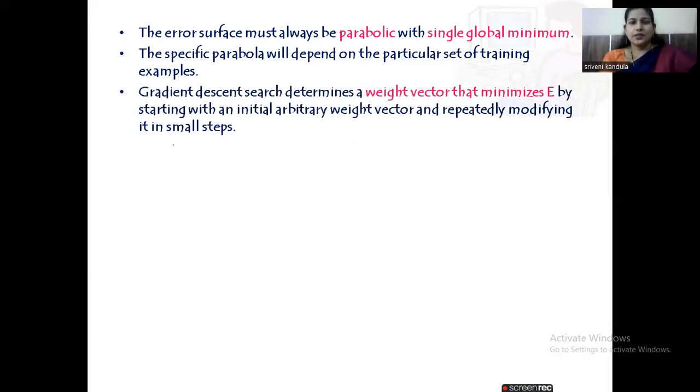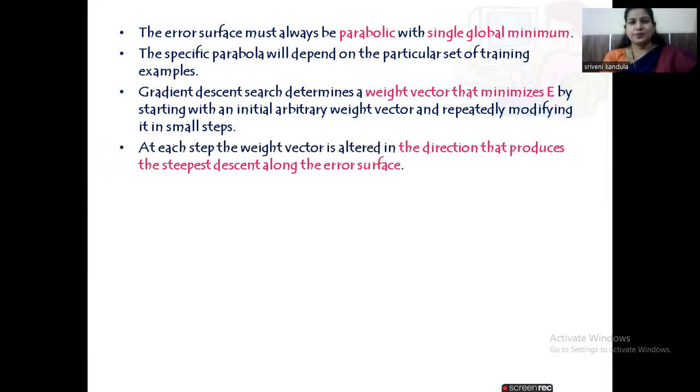The gradient descent search determines a weight vector that minimizes the error E by starting with an initial arbitrary weight vector and repeatedly modifying it in small steps. This is what we have seen in the earlier session. If you have not watched the earlier video, please go back and watch that. This will be very clear to you. At each step, the weight vector is altered in the direction that produces the steepest descent along the error surface. That is what we have seen.